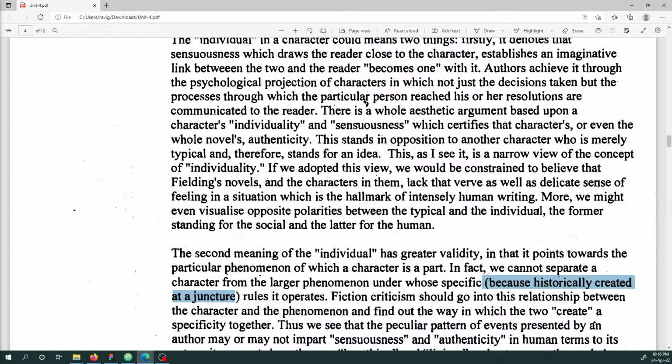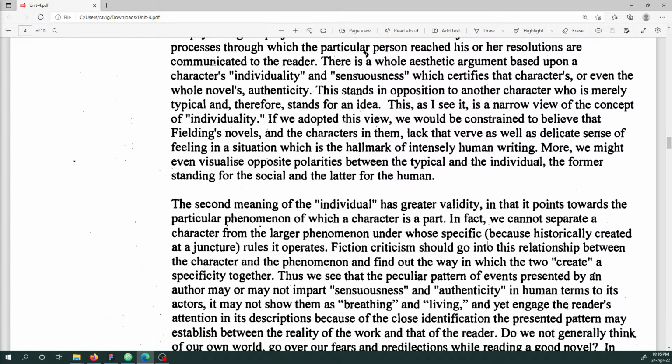In fact, we cannot separate a character from the larger phenomenon under whose specific rules it operates. Specific is because historically created at a juncture. Fiction criticism should go into this relationship between the character and the phenomenon and find out the way in which the two create a specificity together.